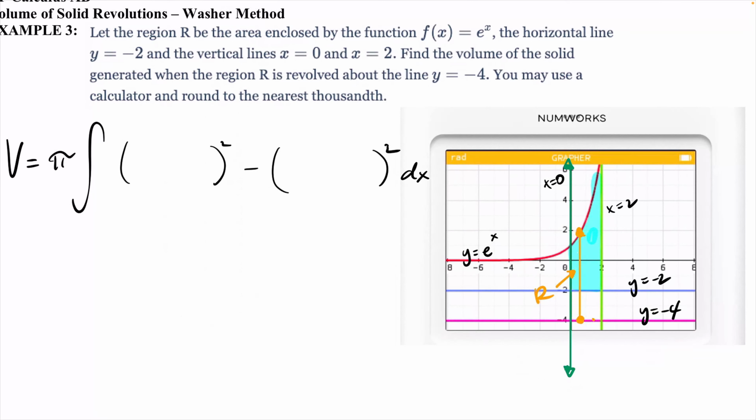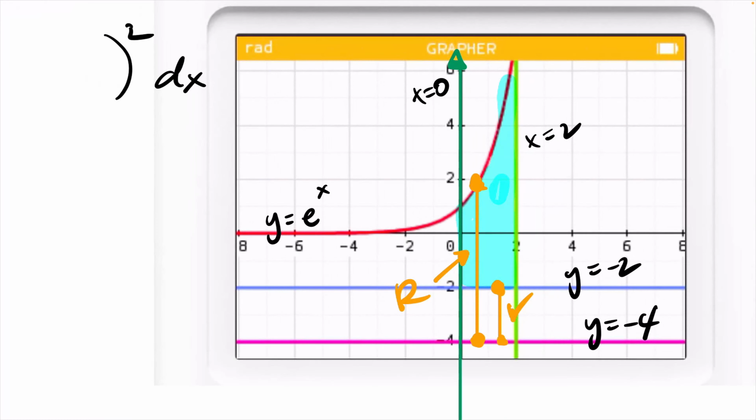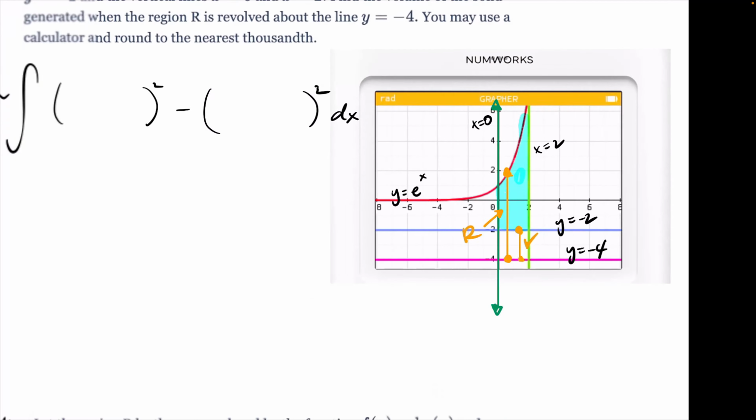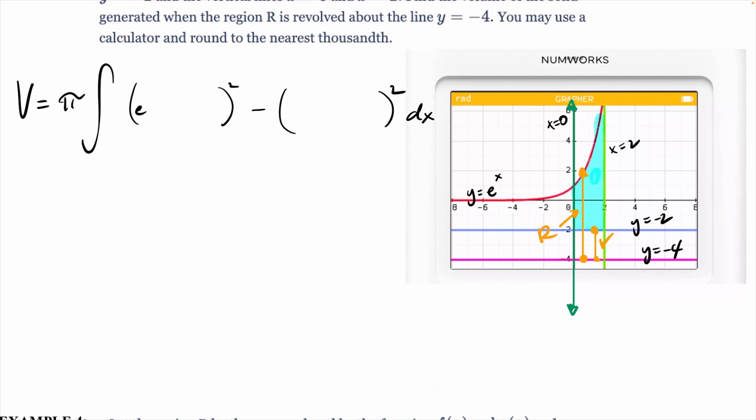The other one starts below, goes up until I get into the shaded part. That's r. Okay? So the function at the top of big R is y equals e to the x, the red, minus the bottom, which is y equals -4. So you go e to the x minus a -4.